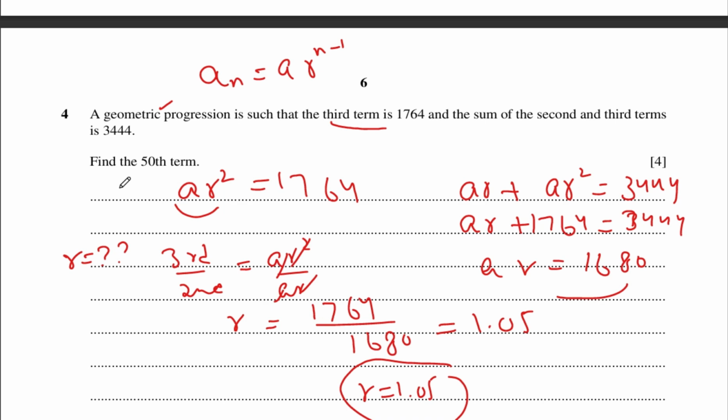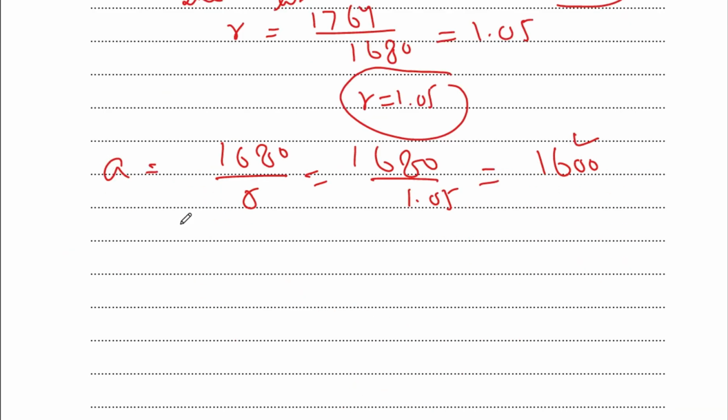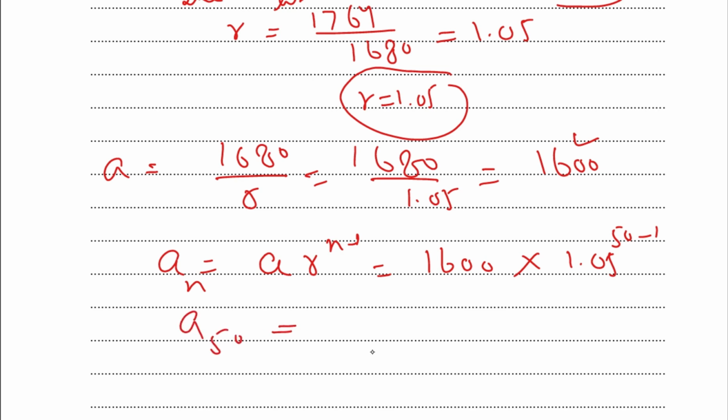Now we were told to calculate the 15th term, so a_15 we have to calculate. The formula is a_n equals a r to the n minus 1. So a equals 1600 multiplied by 1.05 to the power 15 minus 1. As we are calculating the 15th term, it will be 3,474.13301, so after rounding off, we will have 3,500. That will be enough for this question.